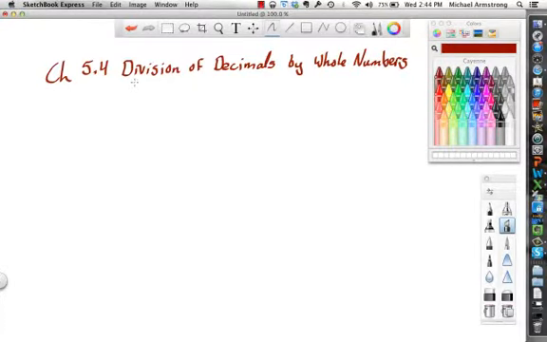Okay, chapter 5.4, division of decimals by whole numbers. We're going to use a model, and we're going to do regular standard long division using our decimal, and I'll show you how to do that after we do the model.